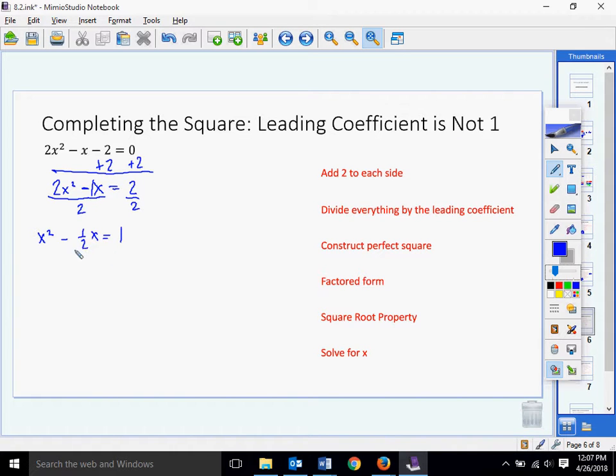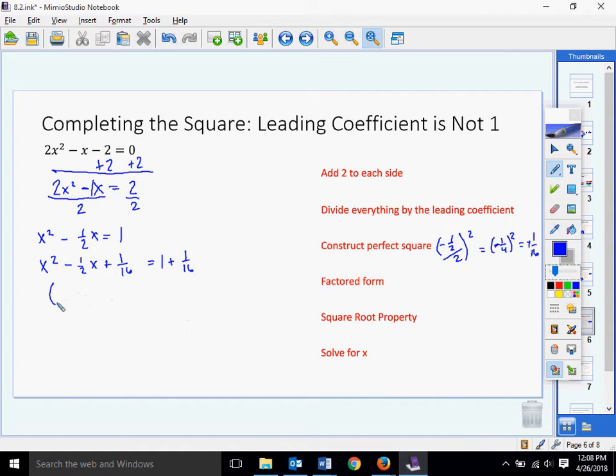So let's construct a perfect square from this. Remember, I need to add something to both sides. And if you're unsure what to add, think about your middle term here, this negative 1/2. You need to cut it in half, and then you need to square it. So negative 1/2 divided by 2 would be negative 1/4. Negative 1/4 squared would be, oh, sorry, not negative, positive 1/16. So I'm adding 1/16 to both sides.